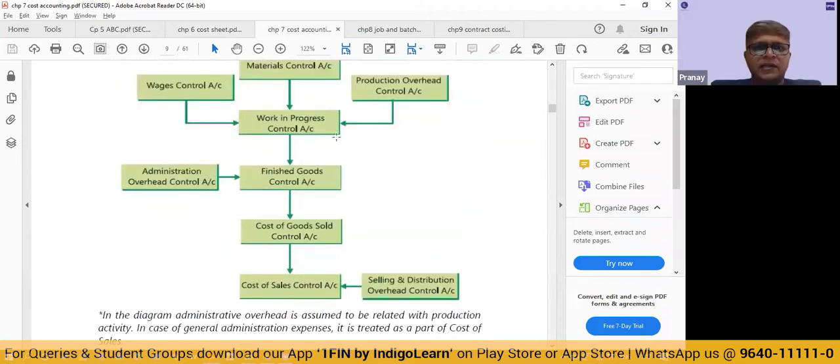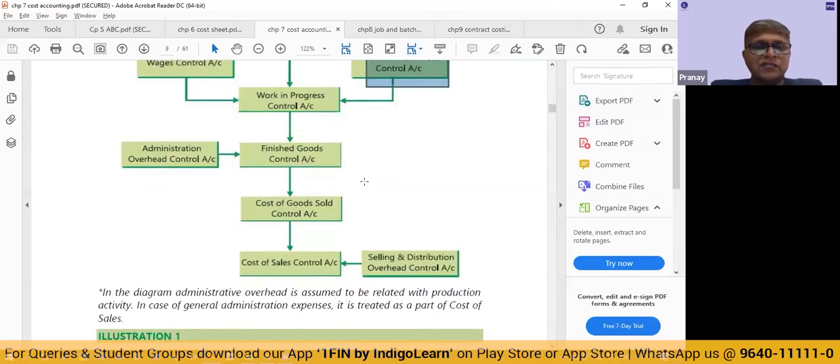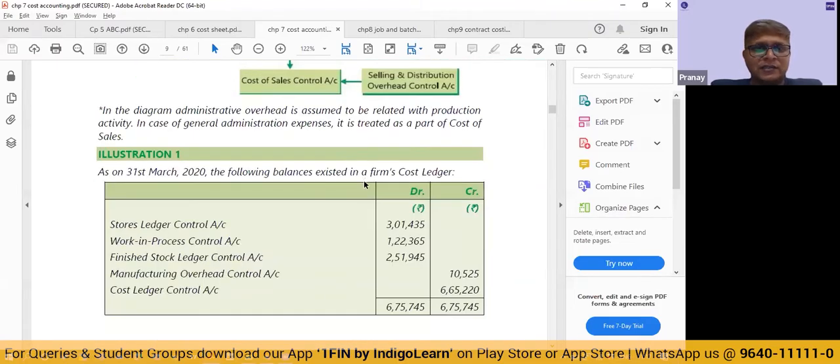So typically, we are going to transfer the material cost, wage cost, and overhead cost to the work in progress. But the overhead cost that we are going to transfer to the work in progress account is going to be only on the basis of absorption.